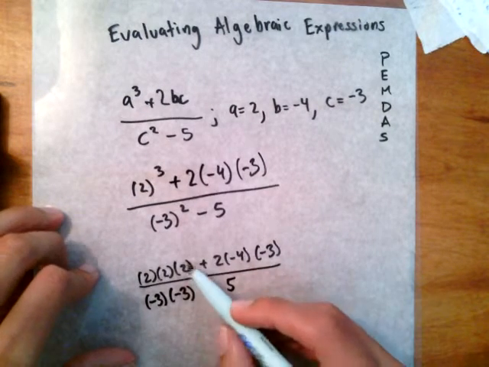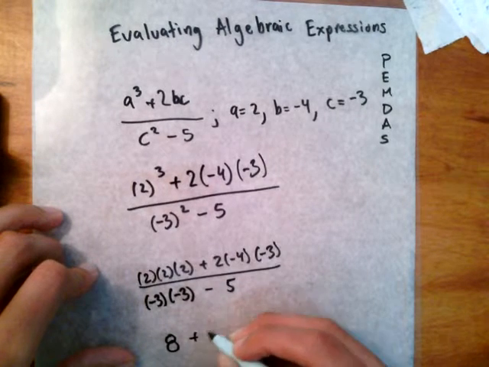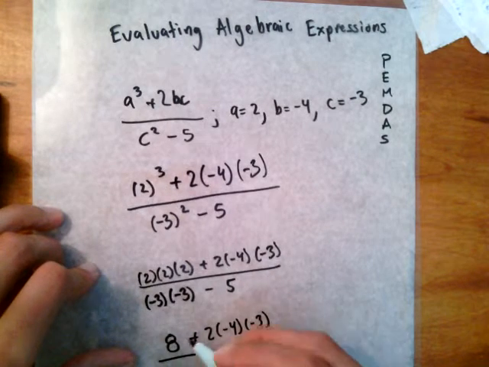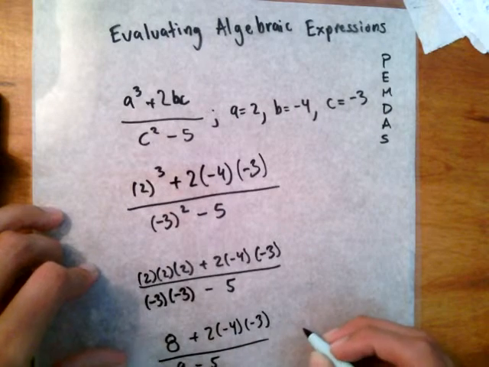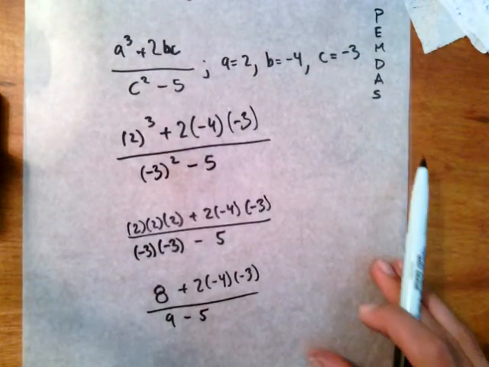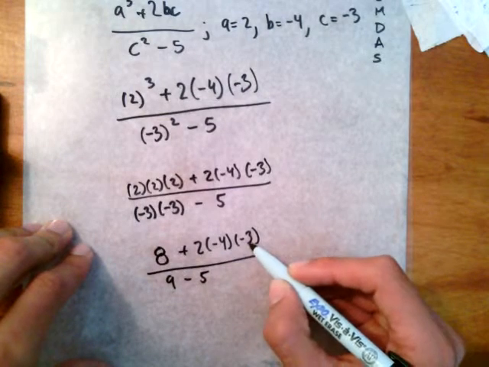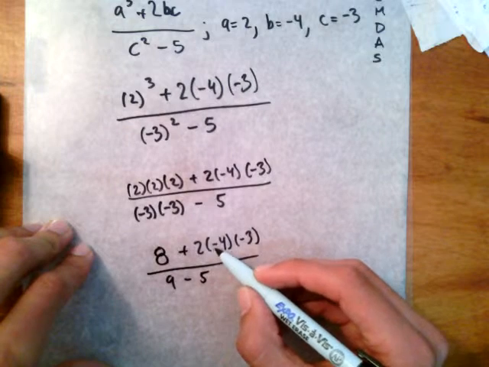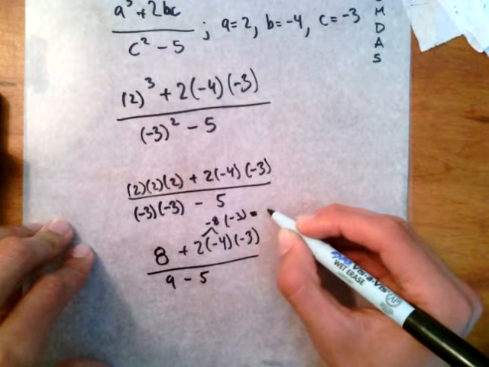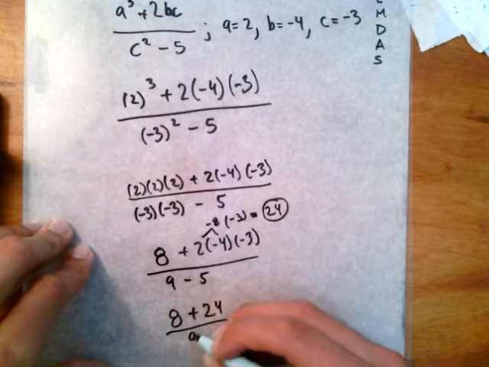So now we want to do the multiplication. We have 2 times 2 times 2, that gives us 8, plus 2 times -4 times -3. And on the bottom we have -3 times -3, which gives us 9, minus 5. Alright, so next we want to follow our PEMDAS. So now we're going to do the multiplication. We have 2 times -4 times -3. 2 times -4 is -8. So -8 times -3 gives us positive 24. So we have 8 plus 24 over 9 minus 5.